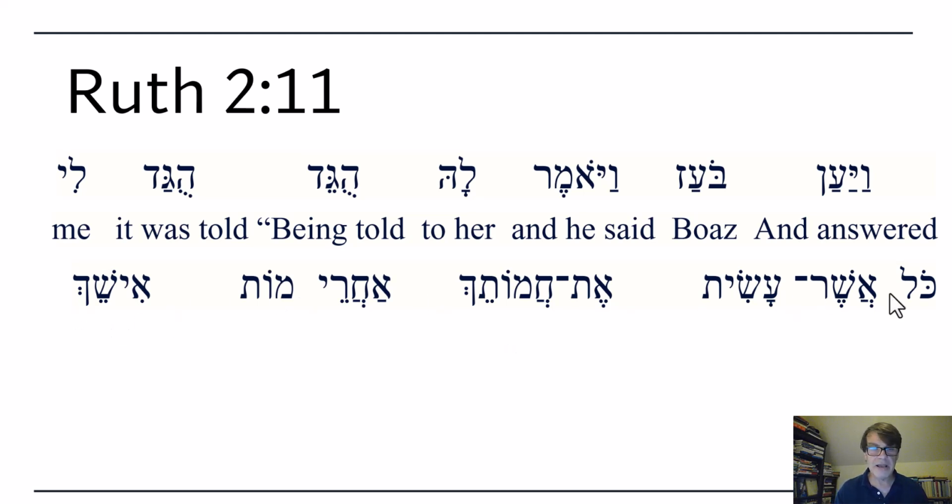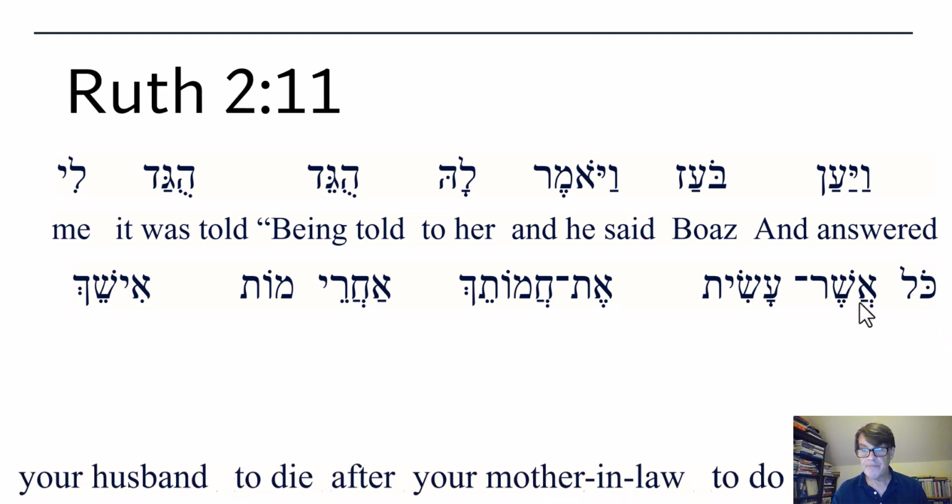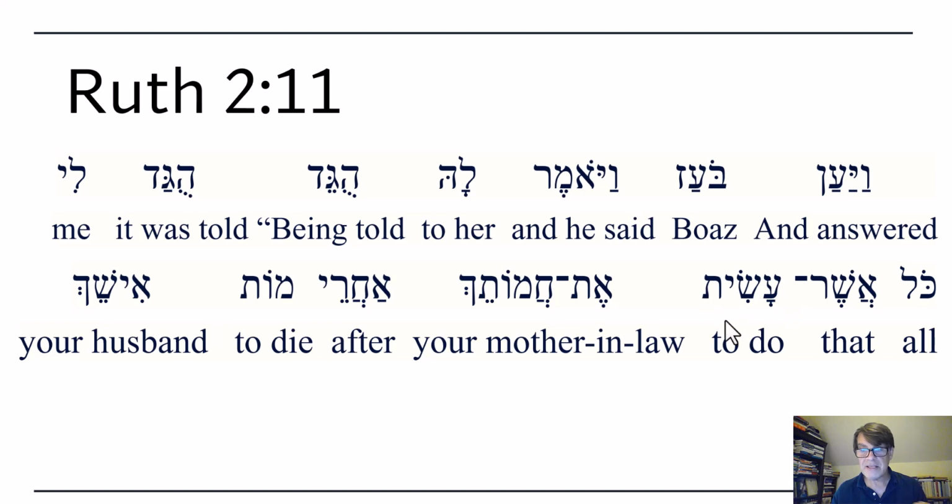See if you can pronounce this line. Here's my pronunciation. Kol asher asit et hamotek akare mot ishek. Okay, so surely it was told to me, kol, all, asher, that, all that asit, to do. This is an infinitive construct, I believe. All that to do, all that you did, in other words, all that you did for et hamotek, your mother-in-law.